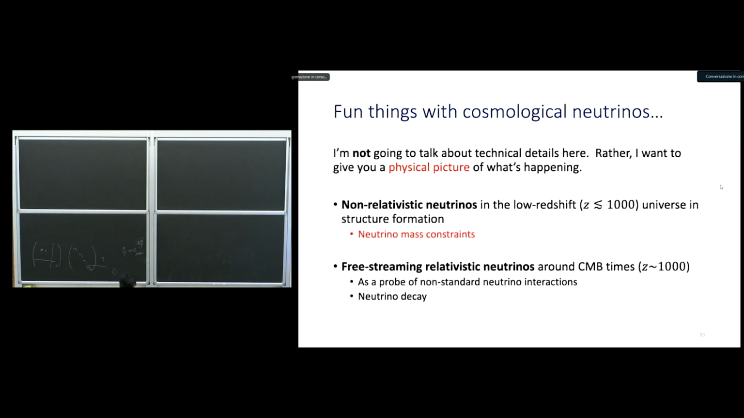But anyway, this is actually my last slide. There's a lot that we can do with those equations and try to understand what they mean physically. I'm not going to go into technical details, but tomorrow what I will do is to tell you a bit about the consequences of this description for non-relativistic neutrinos at low redshift and structure formation, in particular neutrino mass constraints, okay? And I'll also talk about relativistic neutrinos that are free streaming or not free streaming around the CMB times and how that can be used as a probe of non-standard neutrino interactions as well as neutrino decay.